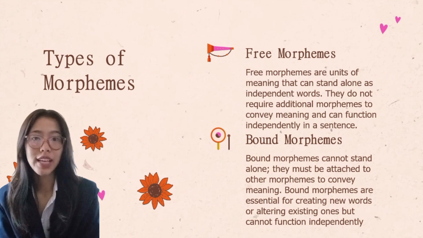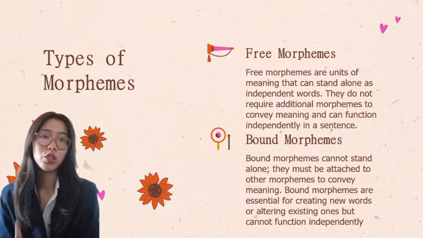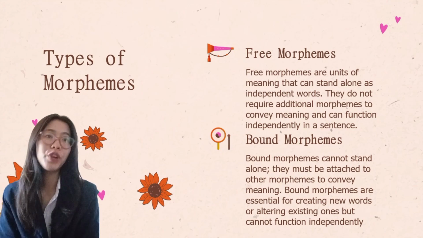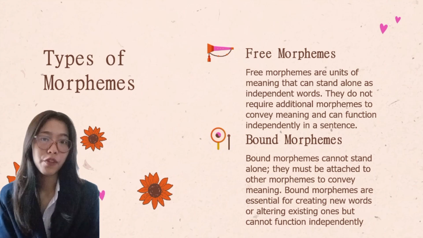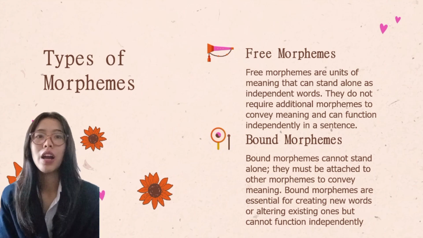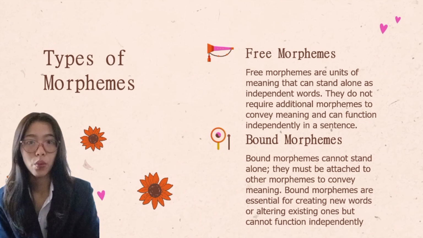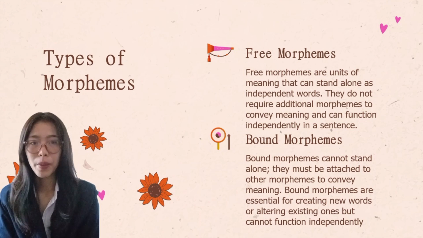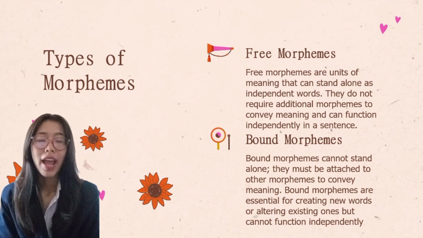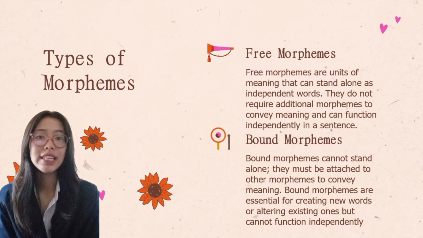And here are the types of morphemes. We have 2 types of morphemes: free morphemes and bound morphemes. I would like to explain free morphemes first. Free morphemes are units of meaning that can stand alone as independent words. They do not require additional morphemes to convey meaning and can function independently in a sentence.